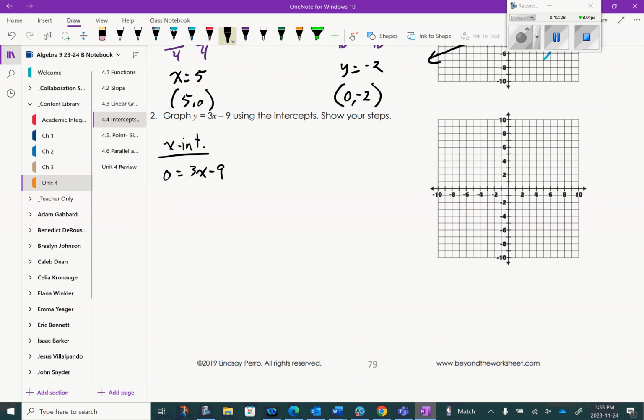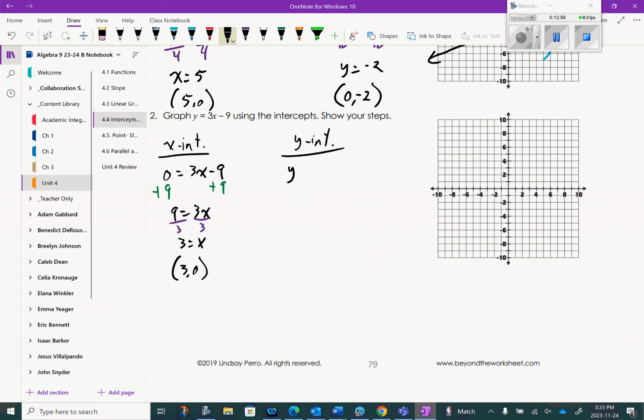Well, now I need to separate things here, so I would add 9 to both sides. 0 plus 9 is 9. But again, I don't want to know what 3x is. I want to know my x-intercept. I need to divide by 3. 9 divided by 3 is 3, so the x-intercept is at the point 3, 0.